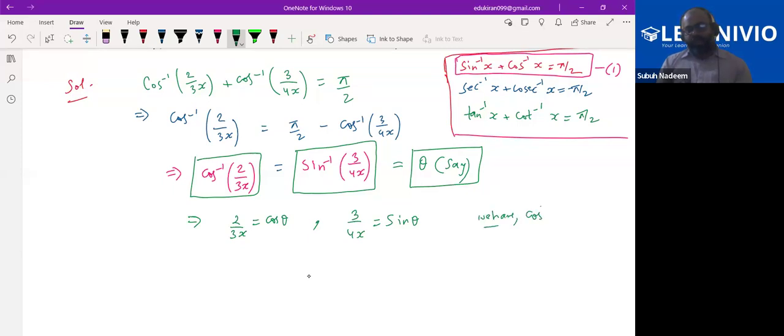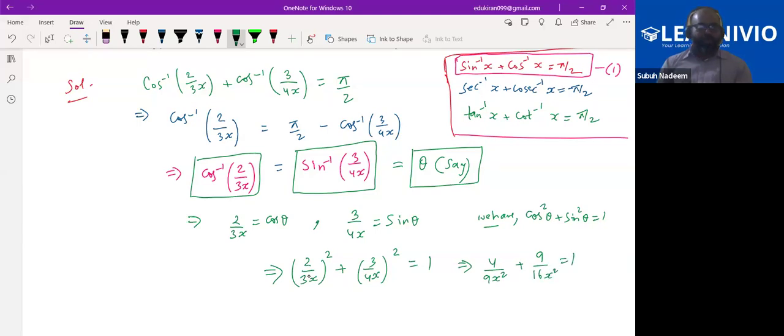cos square theta plus sine square theta is equal to 1. So if we proceed like that, it is 2 by 3x whole square plus 3 by 4x whole square is equal to 1. So this will become 4 by 9x square plus 9 by 16x square is equal to 1. This is what is going to be.